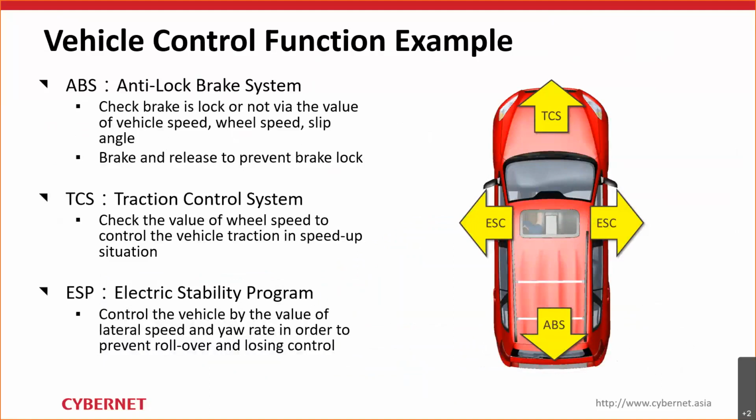This slide shows some vehicle control function examples. As you can see, a vehicle control function should get some information from the vehicle, such as vehicle speed, wheel speed, and yaw rate. If you want to develop the controller, the simulation tool should feed back these kinds of variables to test your control algorithm. For example, an ABS controller will calculate the brake command via the value of the current vehicle speed and wheel speed.